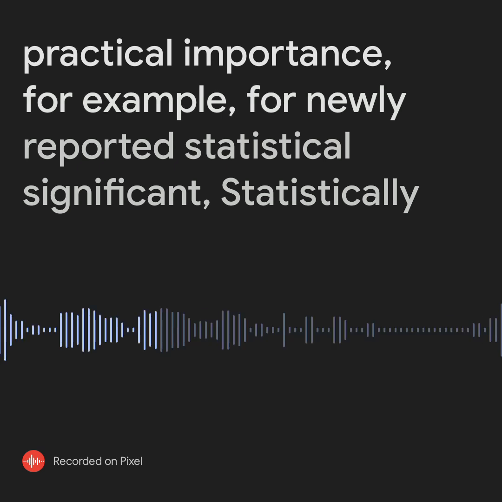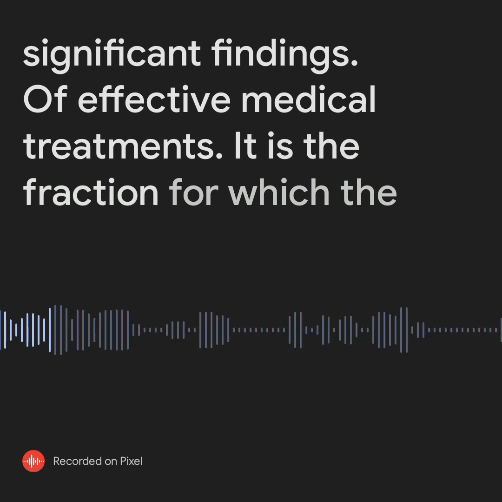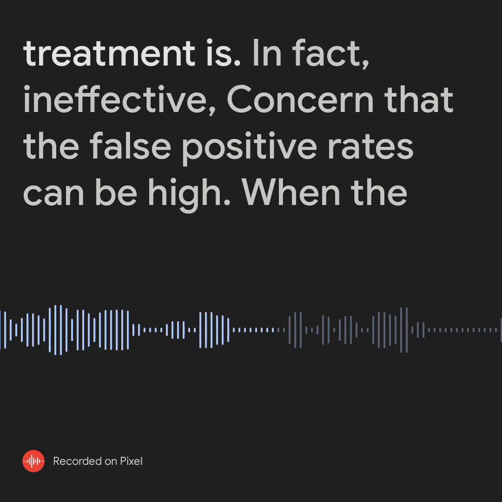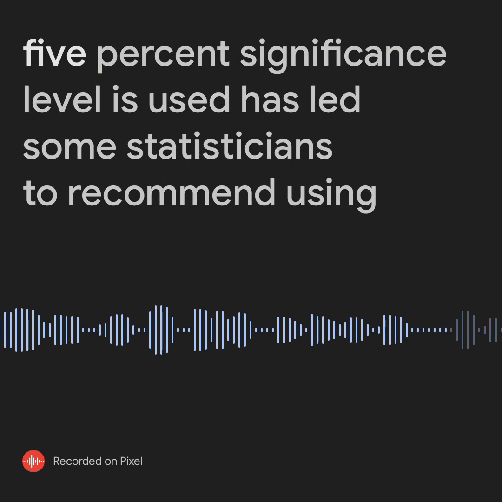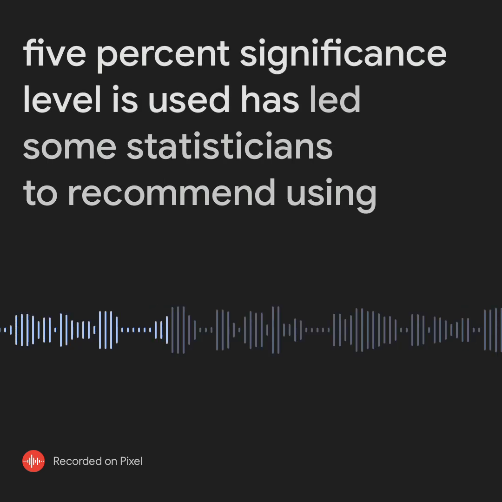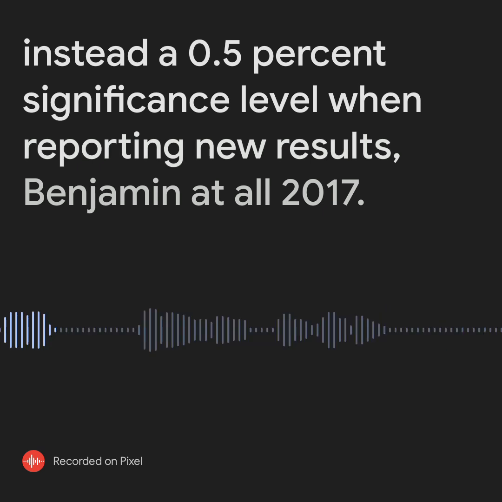For example, for newly reported statistically significant findings of effective medical treatments, it is the fraction for which the treatment is in fact ineffective. Concern that the false positive rate can be high when the 5% significance level is used has led some statisticians to recommend using instead a 0.5% significance level when reporting new results. Benjamin et al. 2017.